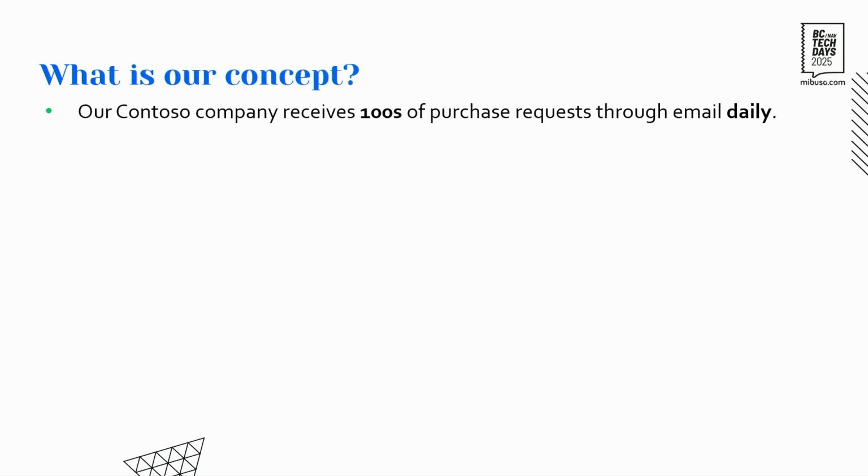So we're going to start off with a concept. Our concept is that we have a company called Contoso. We receive hundreds of purchase requests through email every day. Now that's a lot of emails for us to go through. But one thing we've noticed is that all the emails we receive typically only have one intent. And what do I mean by that? An intent is basically they want to purchase something from us.